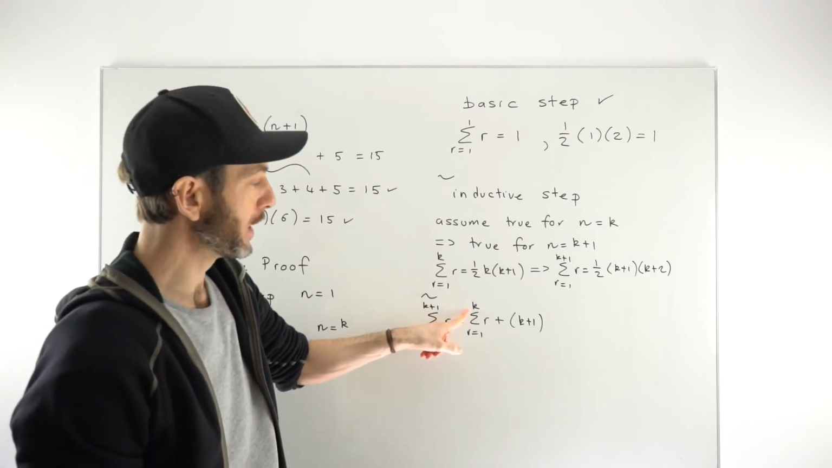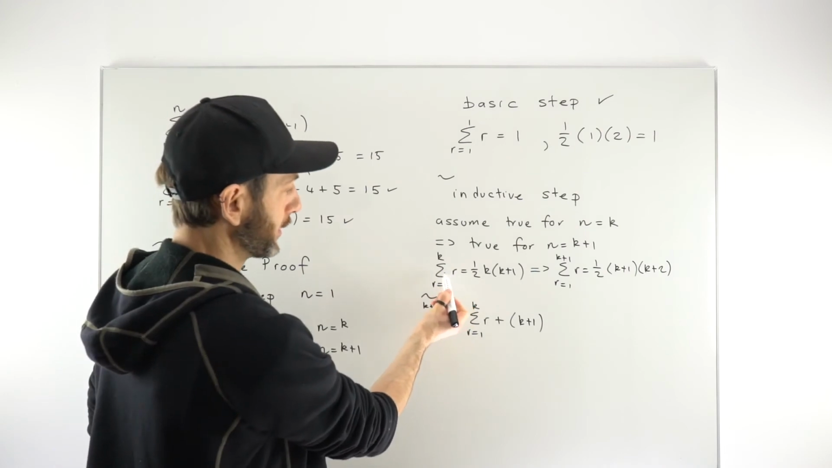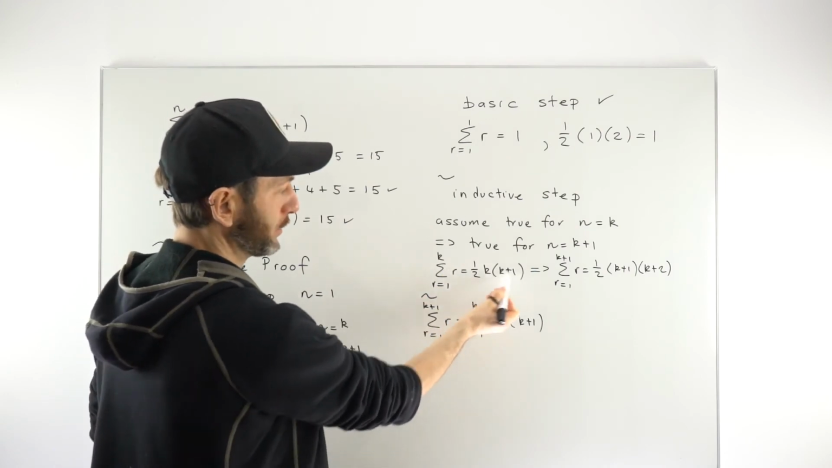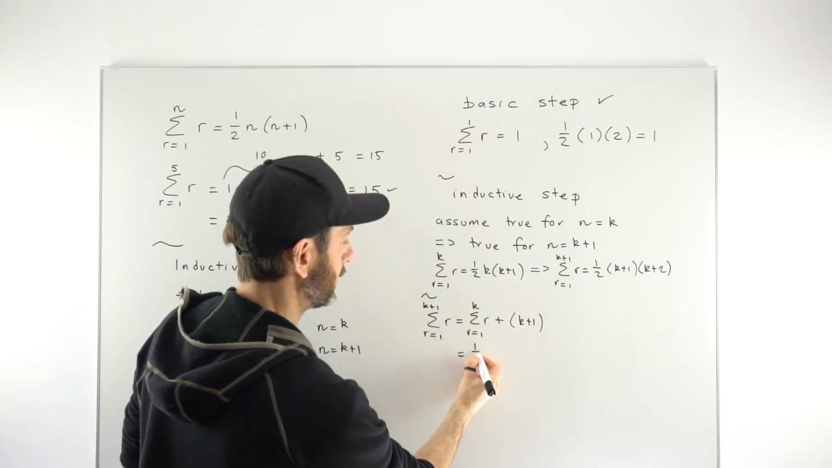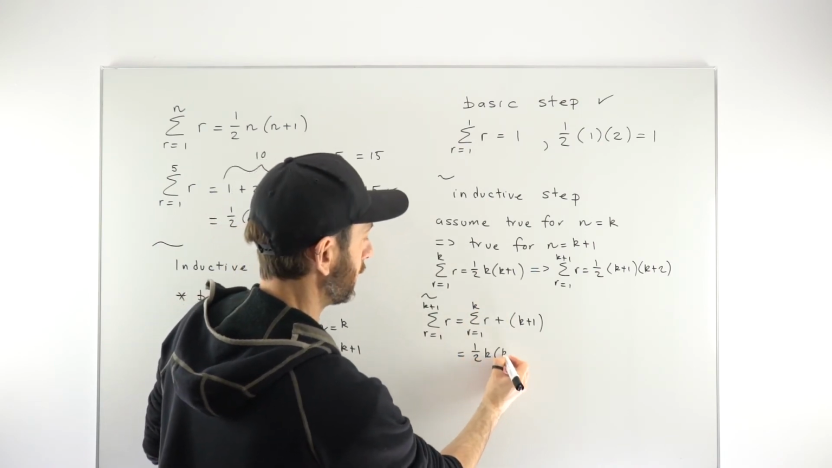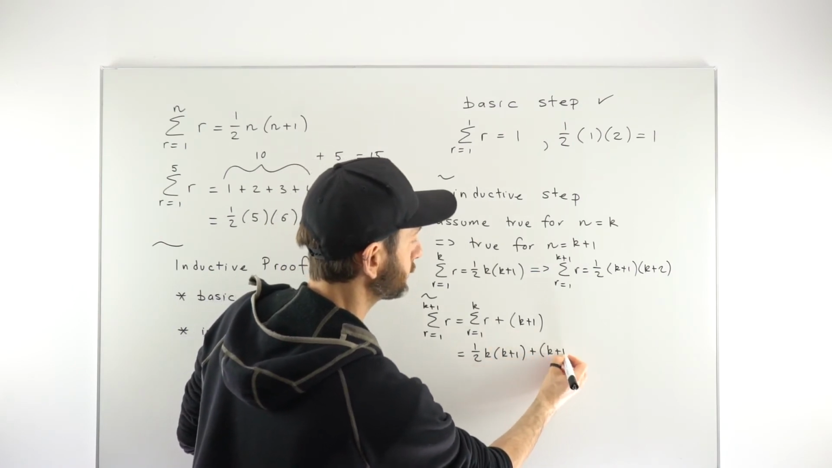If we can do that, then we've proven our result. So this, though, importantly, is the thing that we're allowed to assume. We're allowed to assume that the sum from r equals 1 to k of r is equal to that. So we can just change this guy here to 1/2 k plus 1, and then we're adding on our k plus 1 on the end.